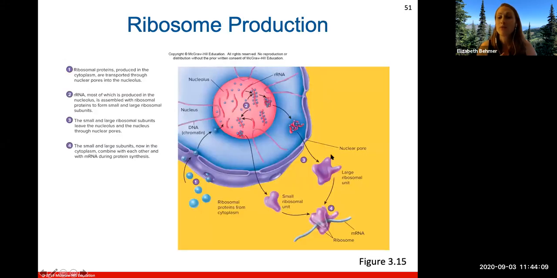Here's a look at how ribosomes are produced. This is showing the inside of the nucleus of the cell. It's showing the different components of a ribosome that are created, and then they exit out of the nuclear pores and come together to make a ribosome. So the parts of the ribosome are created inside the nucleus, and then they exit out of the nucleus and become a ribosome itself.